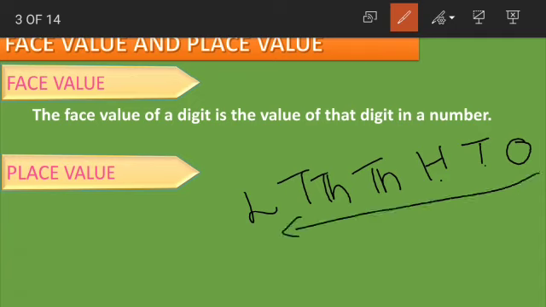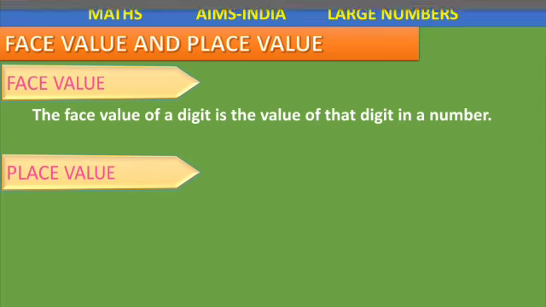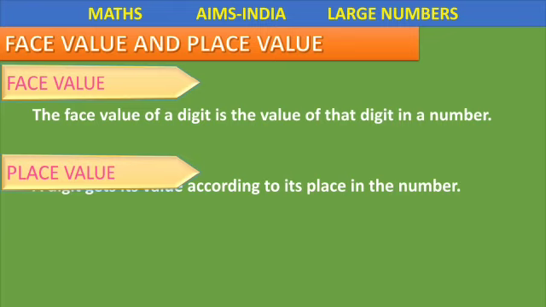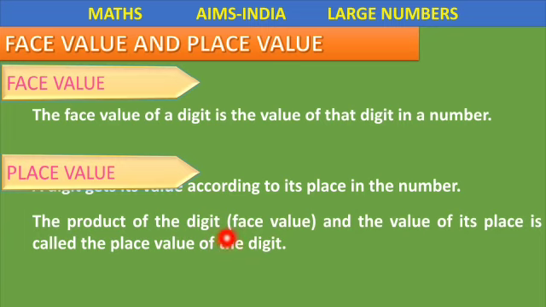If you do not remember this order correctly, you will end up writing the wrong place values of the given number. The place value is found out according to its place in the number. The product of the digit, which is the face value, and the value of its place is called the place value of a digit. What is he saying here?